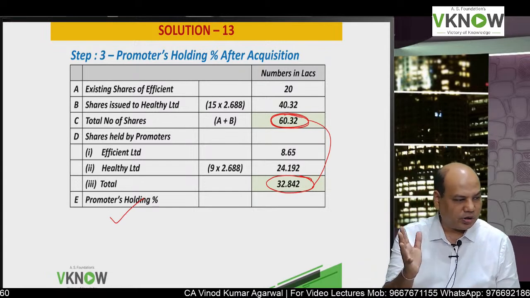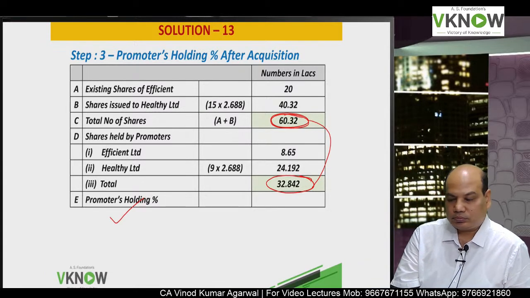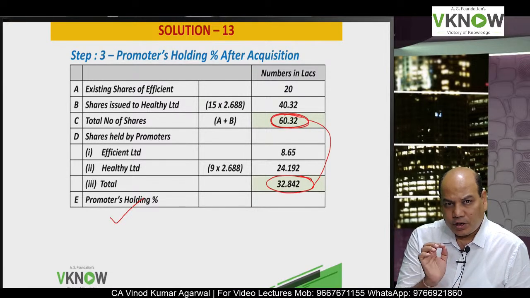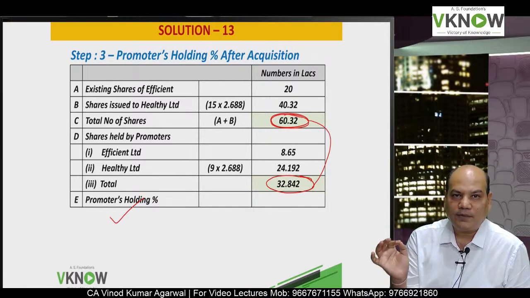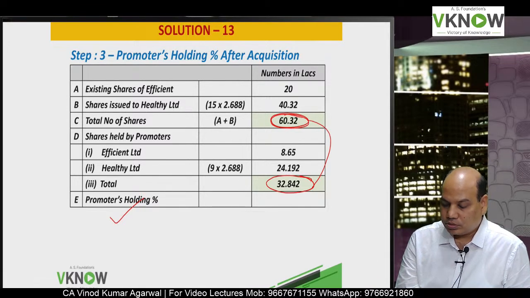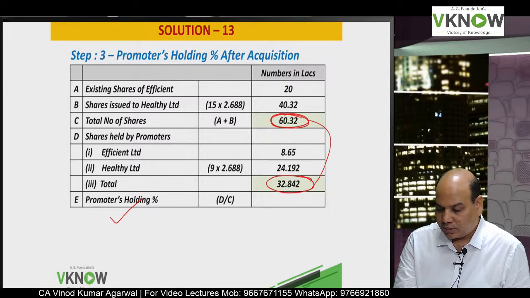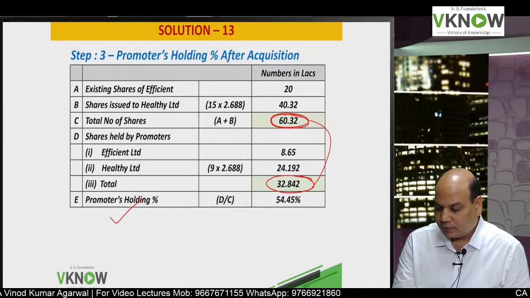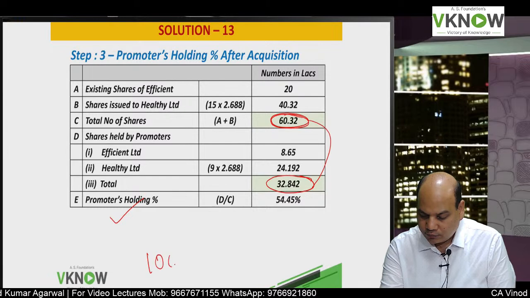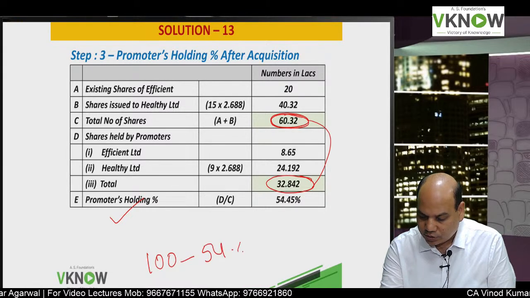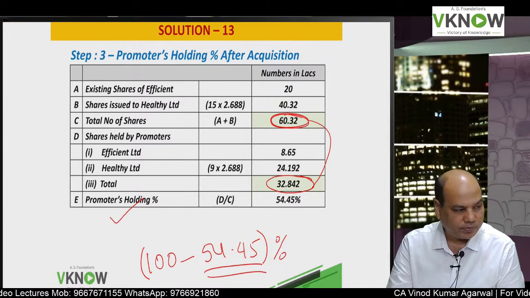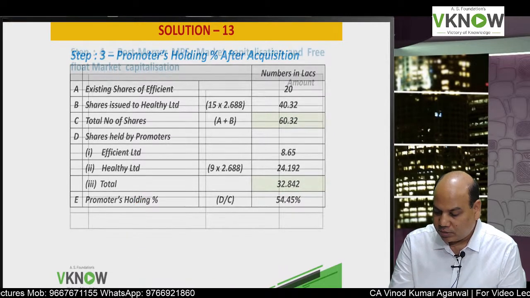Very easy. Presentation is very important. This way you have to present in the exam. Everything must be clearly written. Every calculation must be shown. So the answer for this would be D by C, 54.45%. 54.45% means for free float calculation, you will have to take 100 minus 54.45%. That will be my last step, free float. Just keep this number in mind.